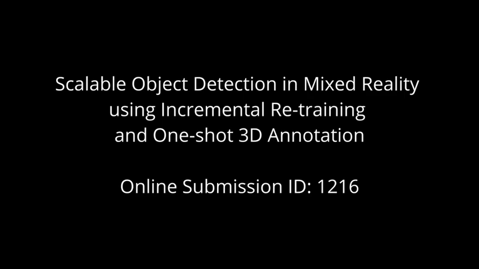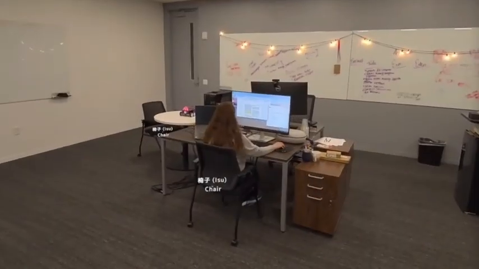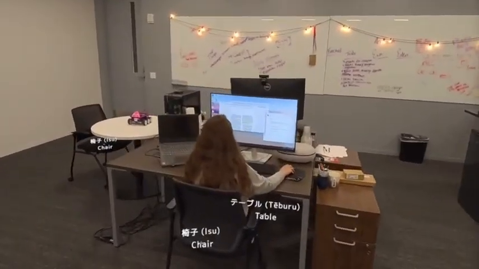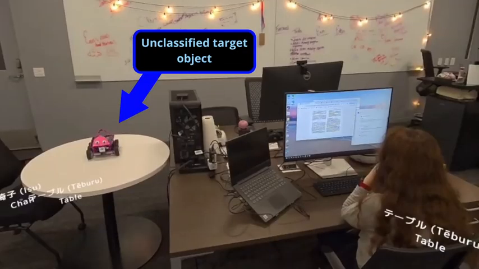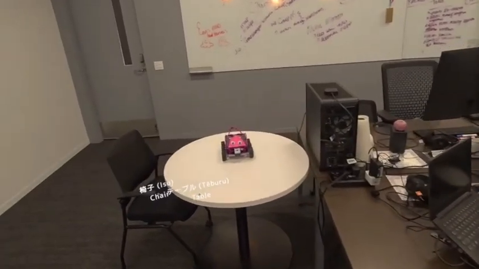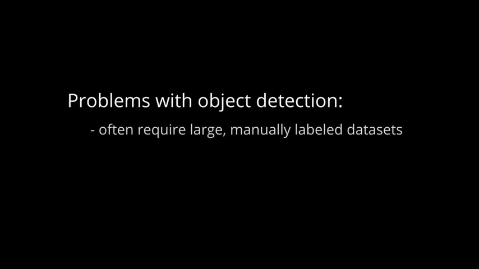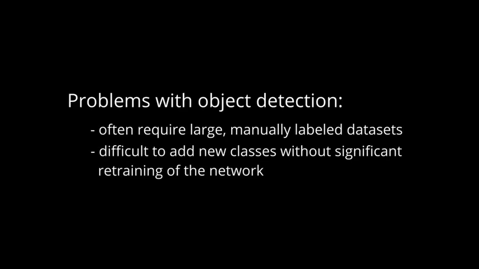In this paper, we present scalable object detection in mixed reality using incremental retraining and one-shot 3D annotation. Though object detection is incredibly useful for applications like language learning or instruction, pre-trained object detection models cannot handle untrained objects in the user's environment. Classification architectures require manual labeling of many images for a new class, and they don't easily allow new classes to be added without significant retraining.